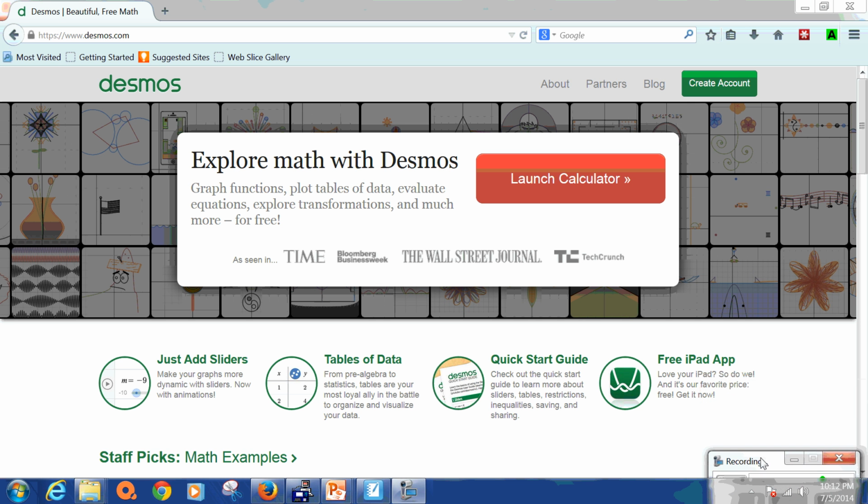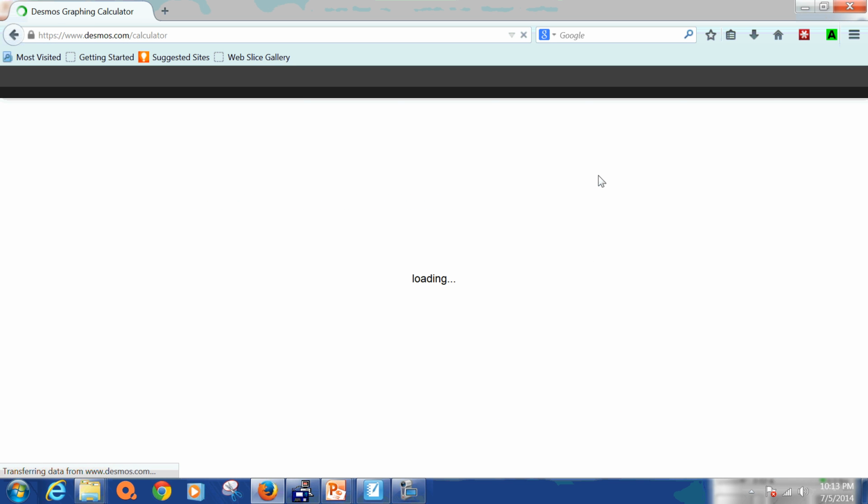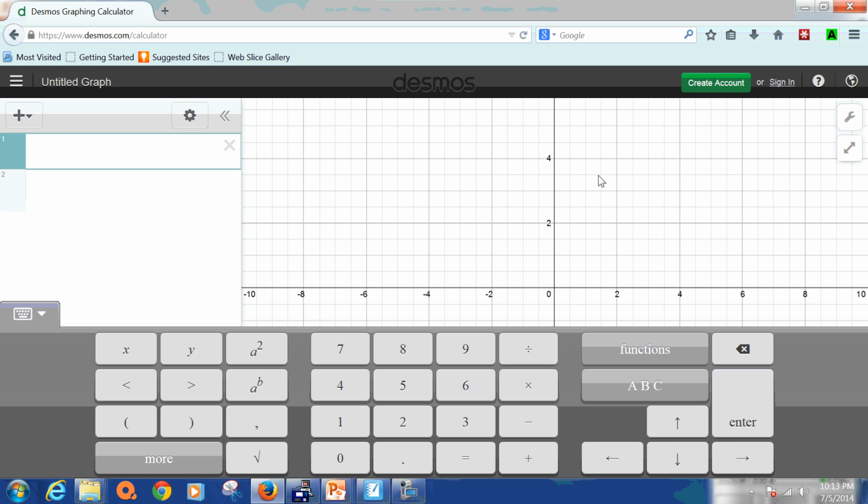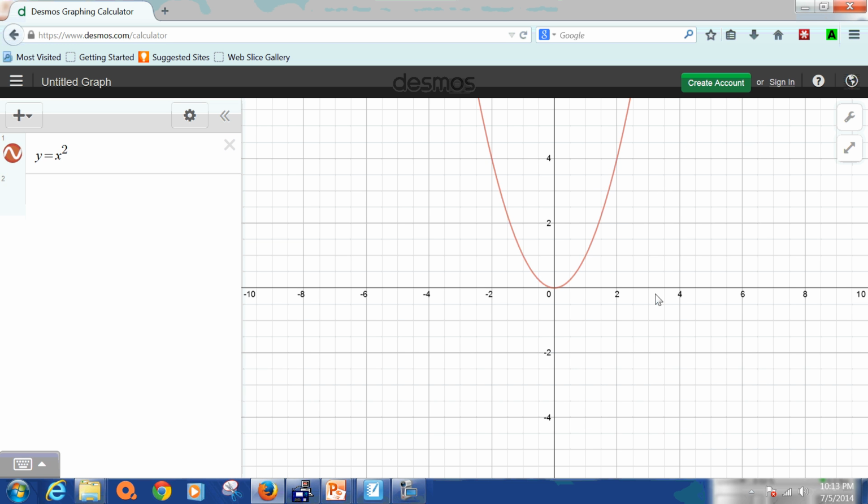I'm going to pull up the Desmos calculator. Desmos calculator is just beautiful. It is so much nicer than the TI. If you go to desmos.com and you click Launch Calculator, you're going to be able to see a bunch of different graphs, really large, and it's pretty intuitive. So let's look at the x squared. There's my parent function for my quadratic, my parabola.